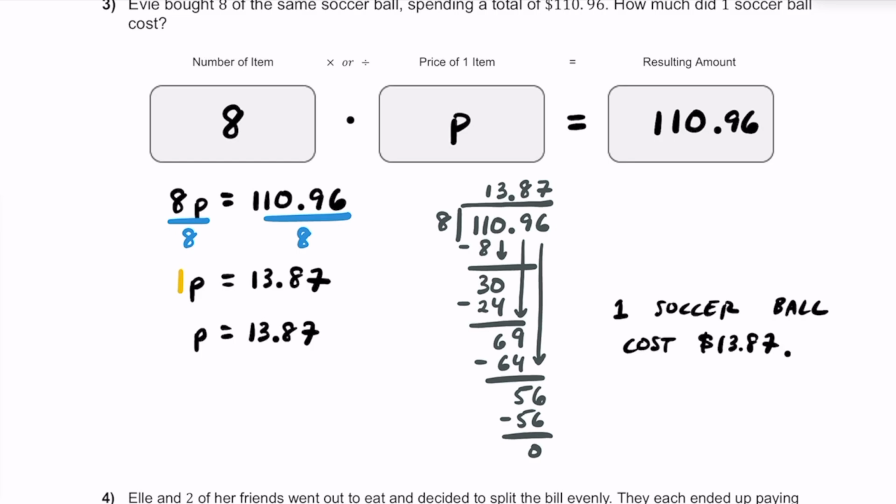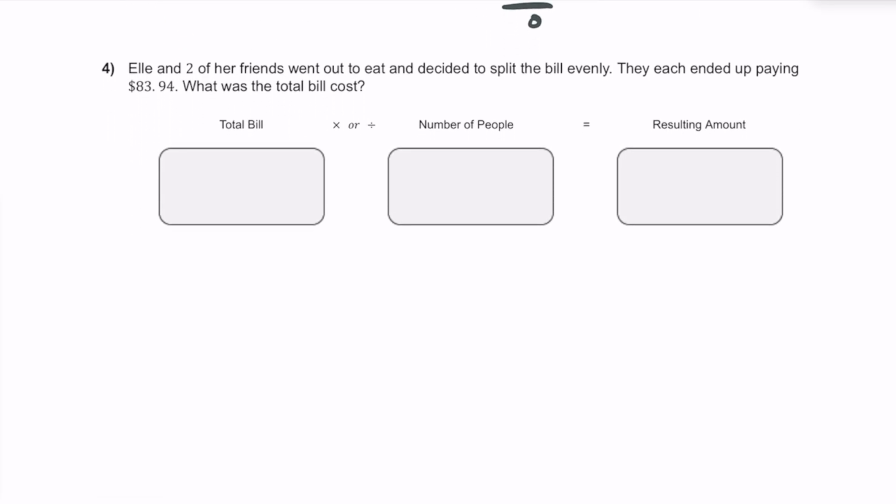Let's try one more problem. In this one, we can see that L and 2 of her friends. So L and 2 of her friends. So how many people is that? That's going to be 3 people, okay, including L. And they want to split the bill evenly. So if they're splitting the bill, that means they're sharing it 3 ways. So we're going to put a division sign here. And it says they each ended up paying $83.94. So it looks like they maybe went out to a pretty pricey restaurant here. So we can see this is going to be $83.94, and that's what each of them paid, right?